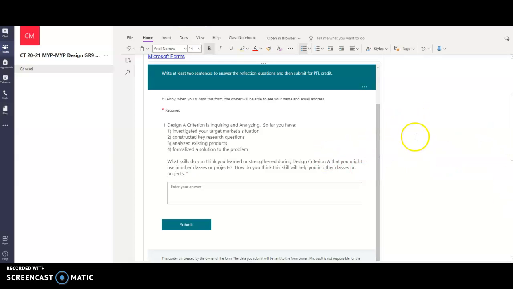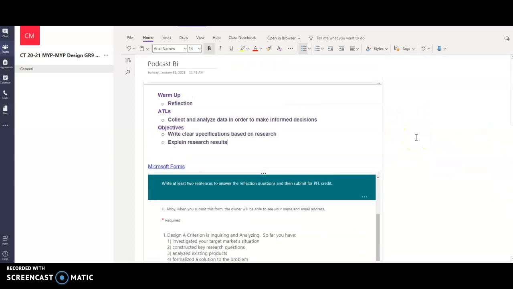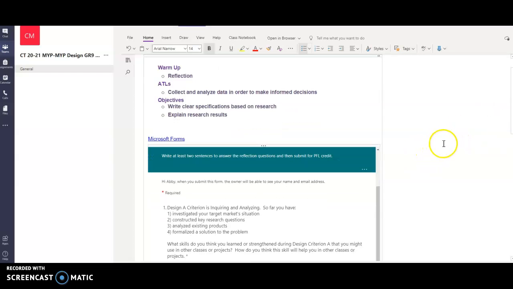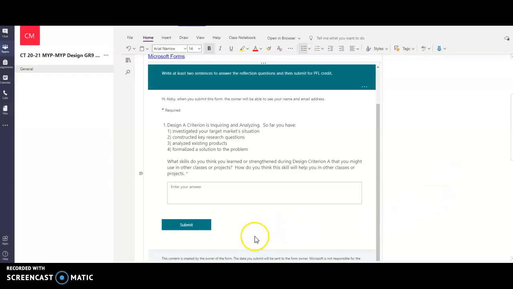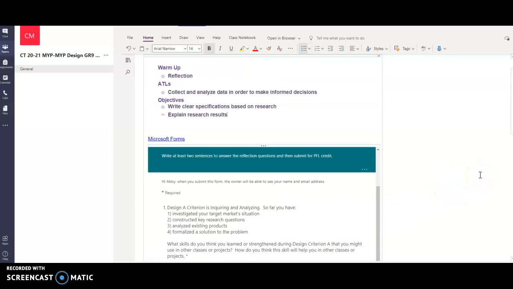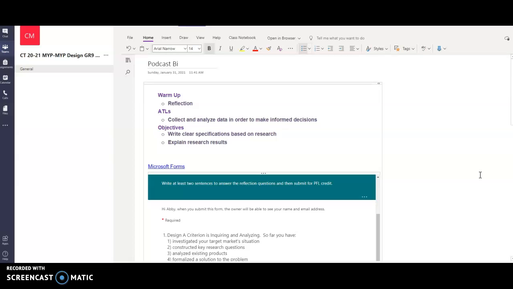Now, where are you going to find this? That is an excellent question. Under your personal tab, I have dropped a podcast B1. At the very top of it, you will see a little list of things that we should do today. And you have that warm up is your reflection. And that is attached to this. It's under your formative tab in your personal section under your name, Podcast B1. At the very top will be your Microsoft form. Make sure you do submit it so that you get credit for this part of your formative.